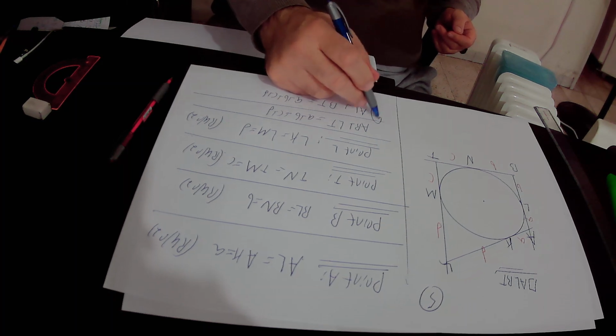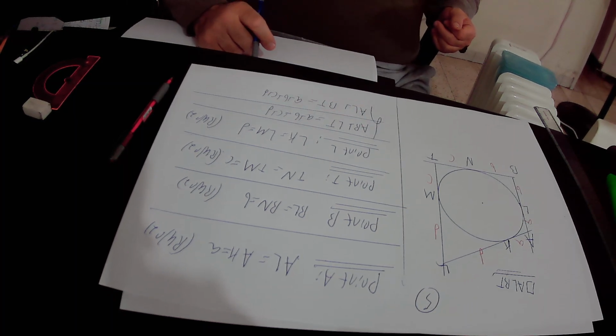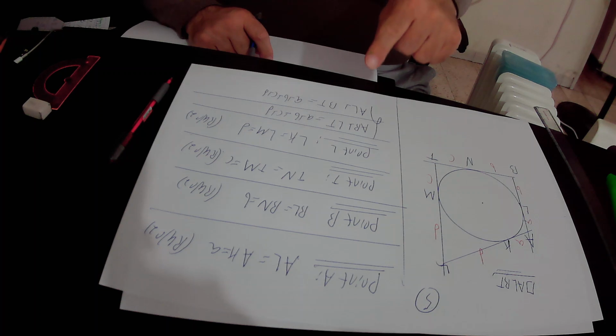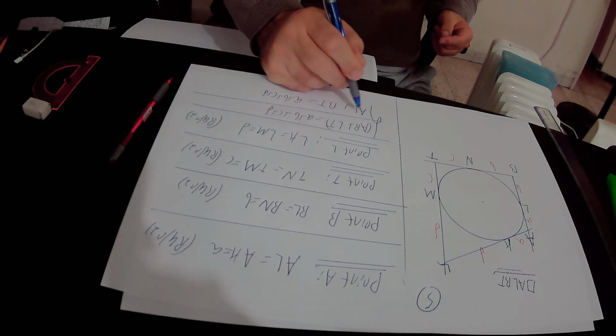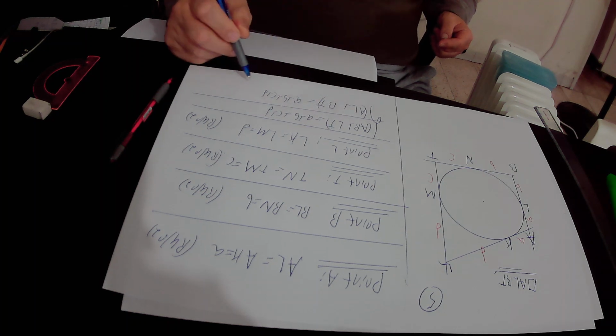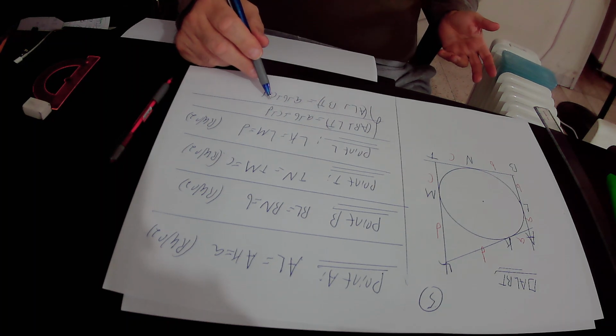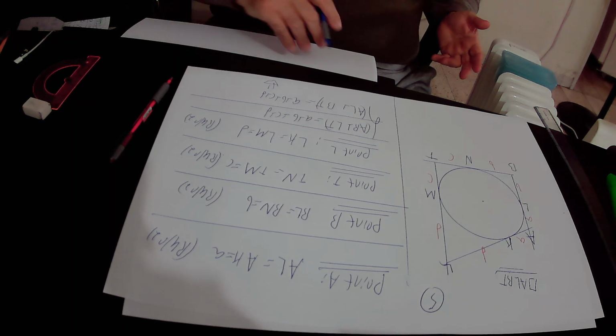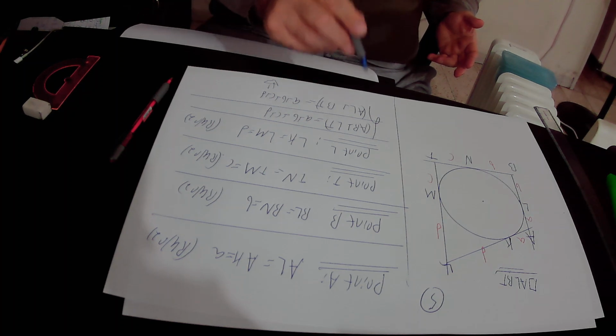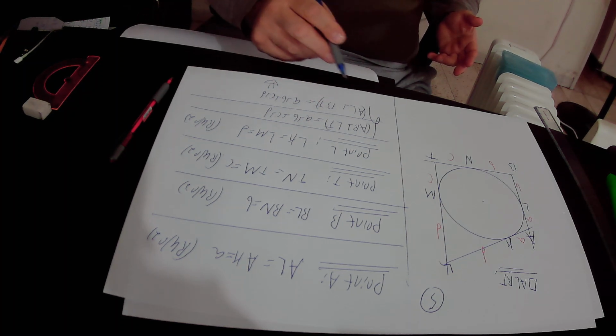So I actually found out that those two expressions are both equal to A plus B plus C plus D, therefore they are equal to each other. Okay? So we can write down that AB plus LT equals AL plus BT.